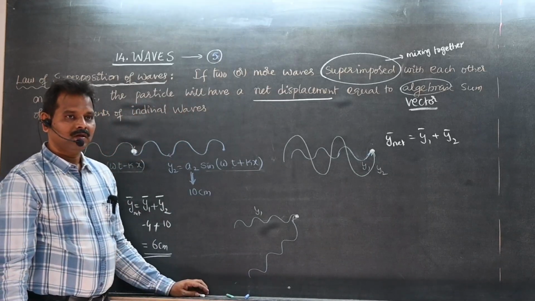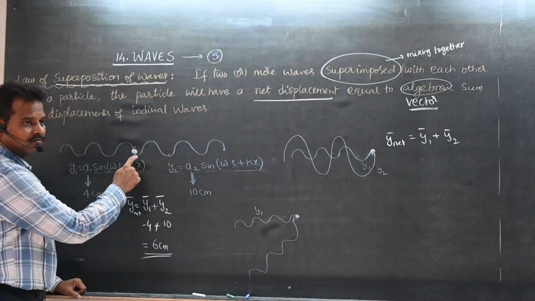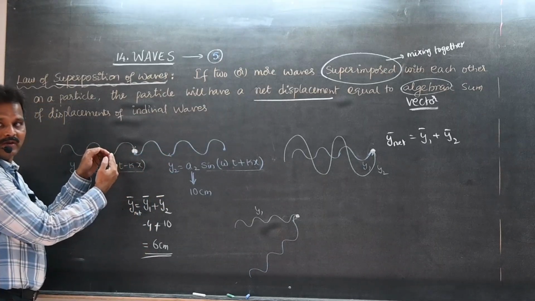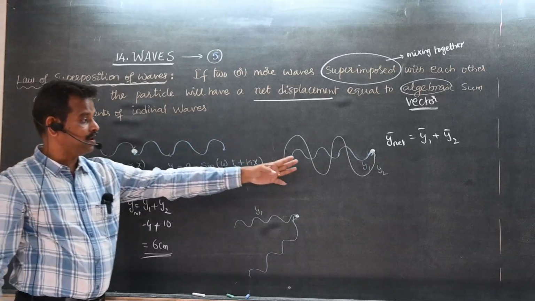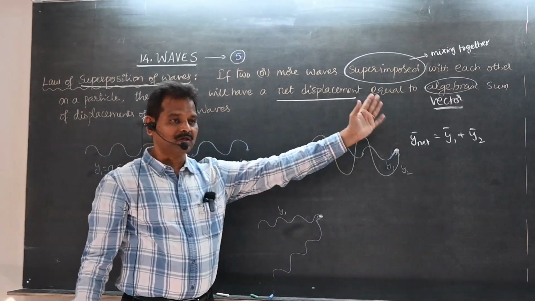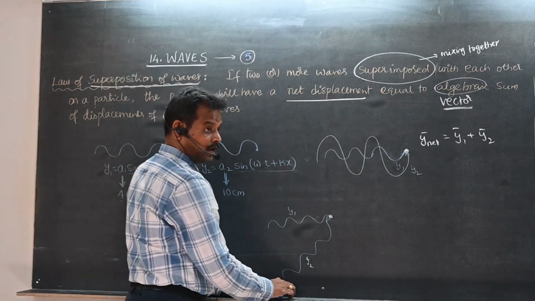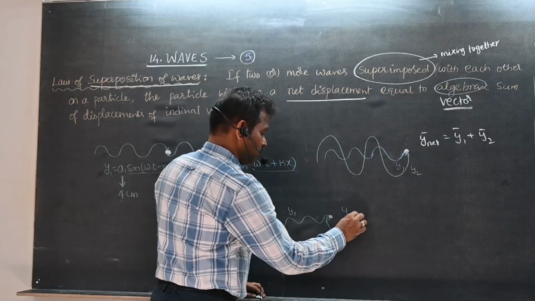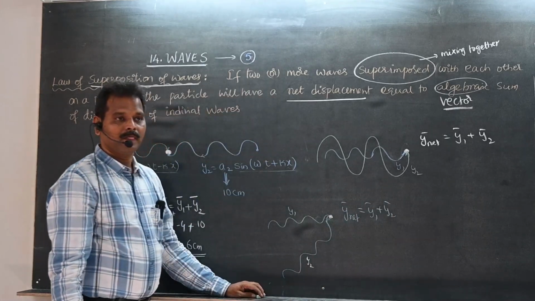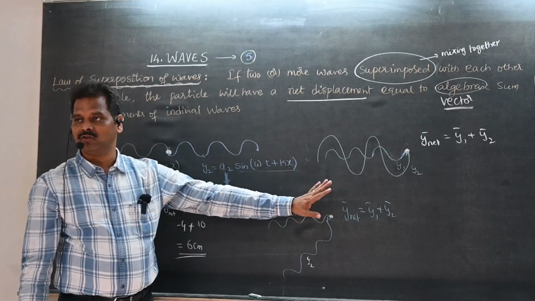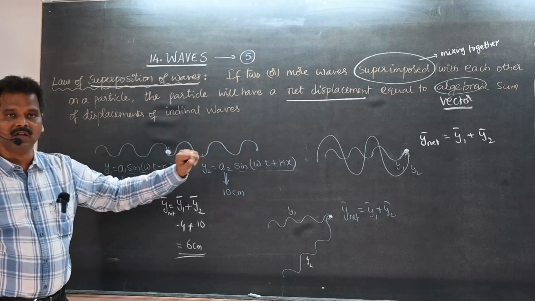Now, here you can write y1 plus y2 directly. Here you can write y1 minus y2. What is this? y1 minus y2, without sign. There it is y1 plus y2. But here, this is y2. Then what can you write? Y net is equal to y1 bar plus y2 bar. Is it clear, students? Superposition of waves. Is it clear?